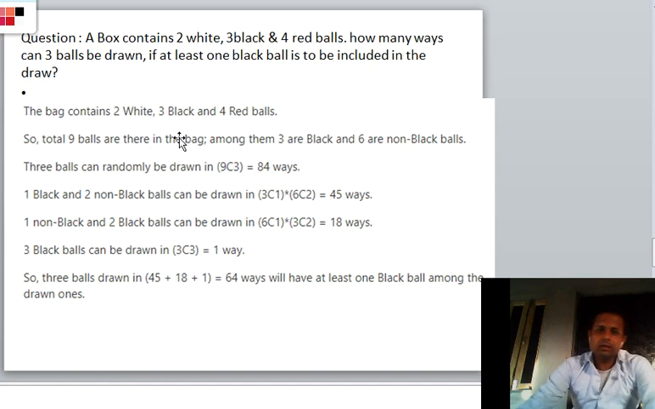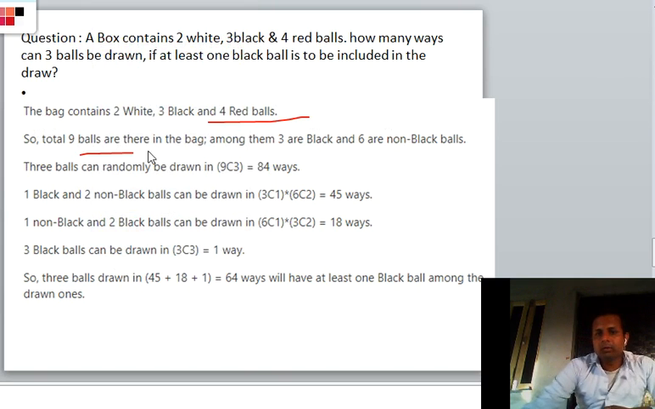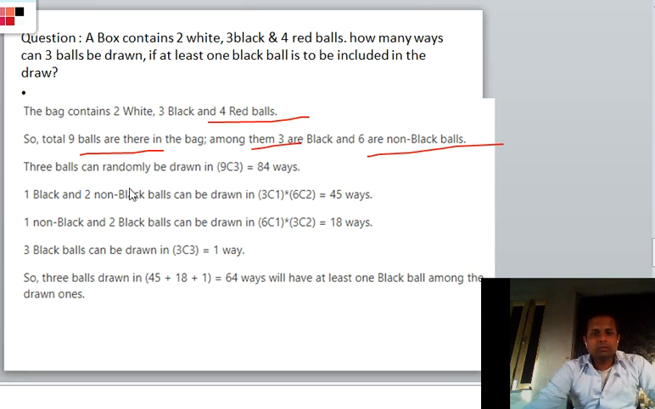If you see in the question, there are 2 white balls, 3 black balls and 4 red balls. So total 9 balls are there. Among them 3 are black and 6 are non-black balls. If I take 3 balls randomly, with no condition given, then 3 balls can be chosen by 9C3 ways. Total 9 balls, I have to select 3 balls. By how many ways can I select it? By 9C3 ways, so total 84 ways.